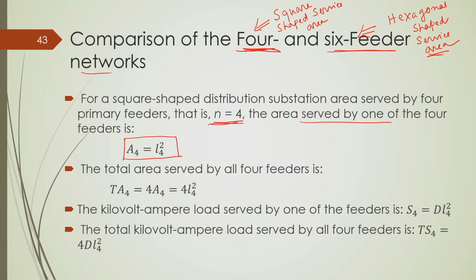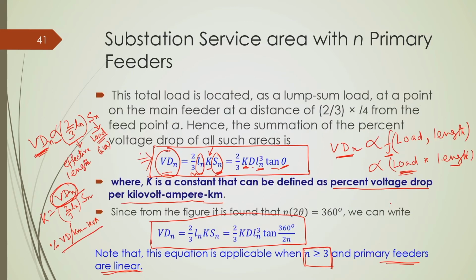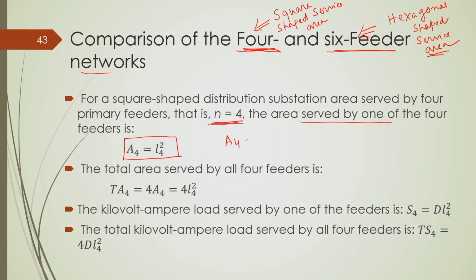Basically, this you can derive from this expression, as you know A n is equal to L n square tan theta. So, we can find out A 4 is equal to L 4 square tan theta, and as we know theta is equal to 360 degree by 2n. So, L 4 square tan 360 degree divided by 2n, 2n is 2 multiplied by 4 here, which will give you L 4 square tan 45 degree, which is nothing but 1. So, this is L 4 square.